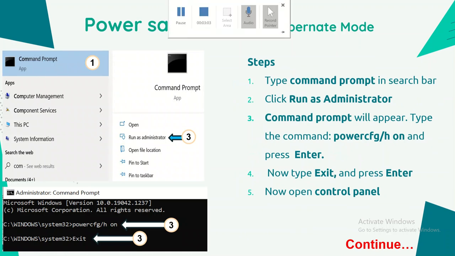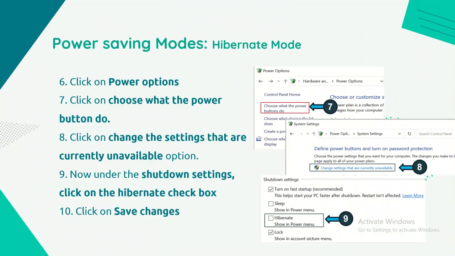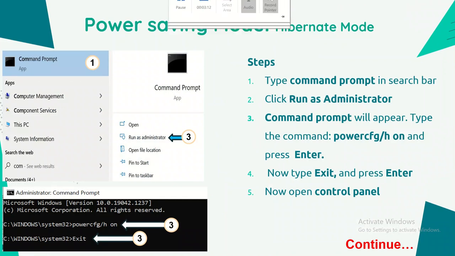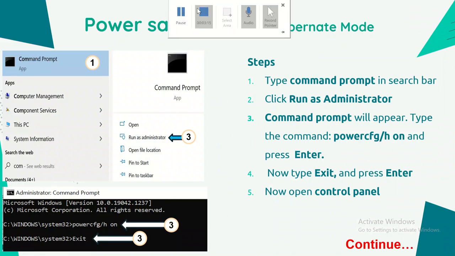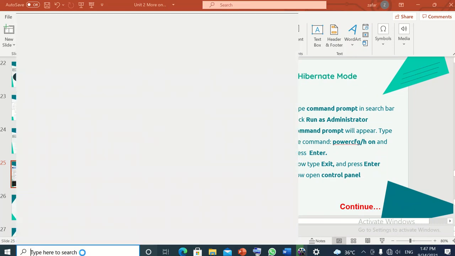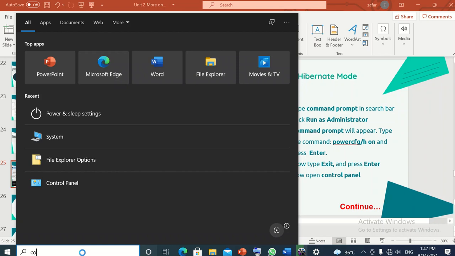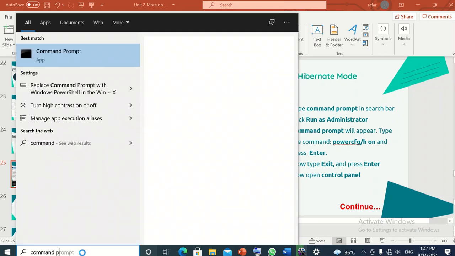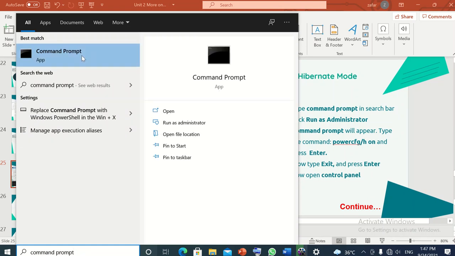Okay, now steps to hibernate mode. First step is you will open the command prompt. So you can just simply type here command prompt. Now you can see this is command prompt. Now you will come here and run as administrator. So when you run it as administrator, click on it.